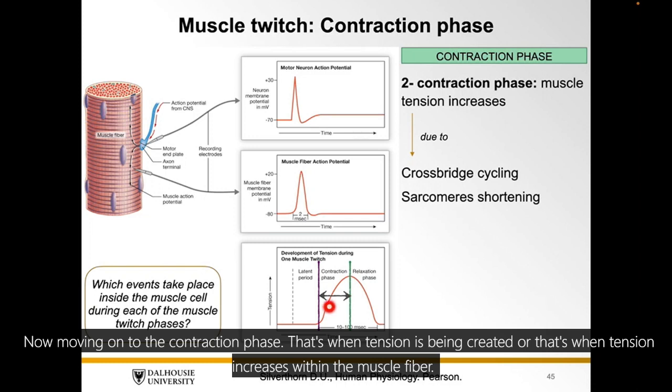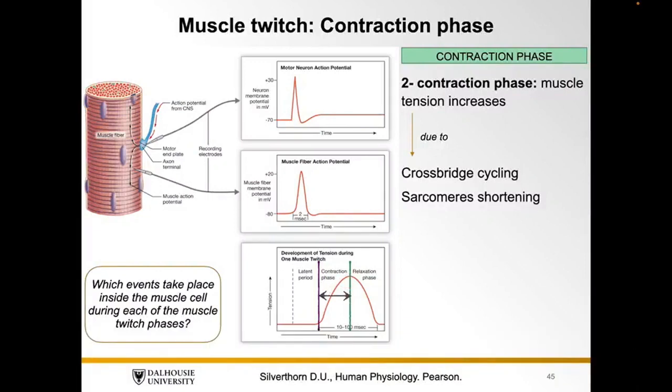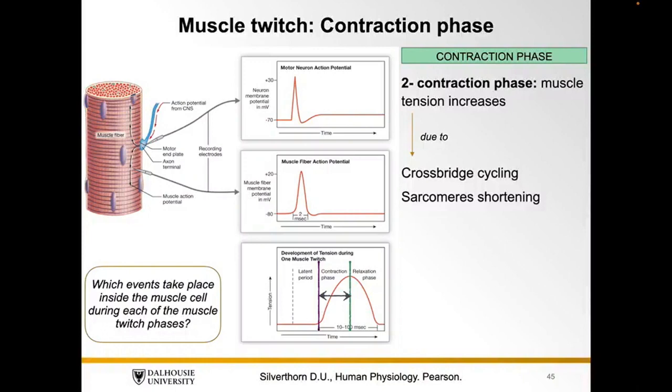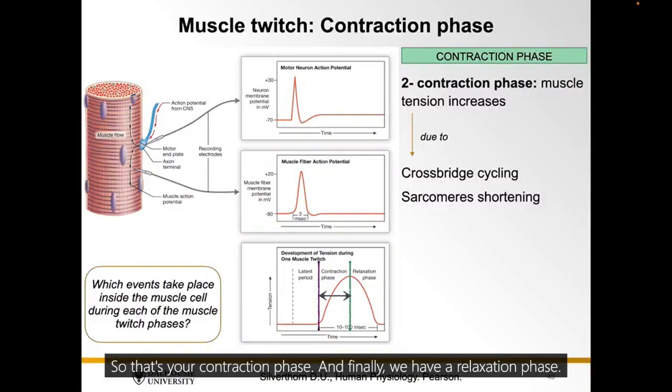That's when tension is being created, or that's when tension increases within the muscle fiber. What cellular events explain that? This is when the cross-bridge cycling occurs, and as a result, your sarcomeres shorten. So that's your contraction phase.